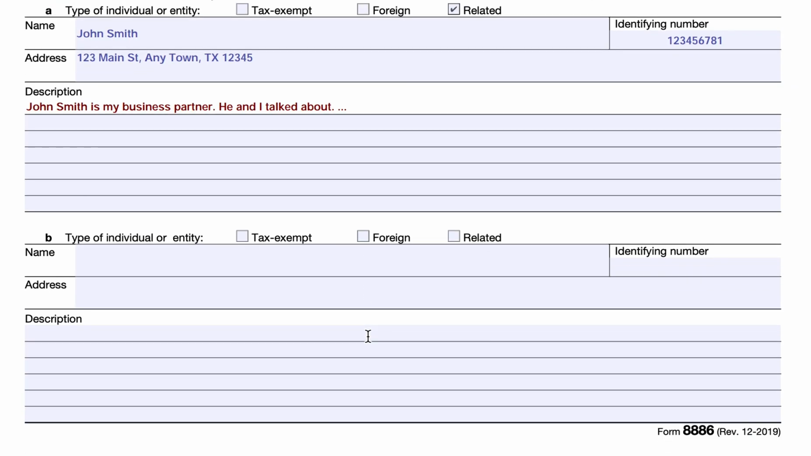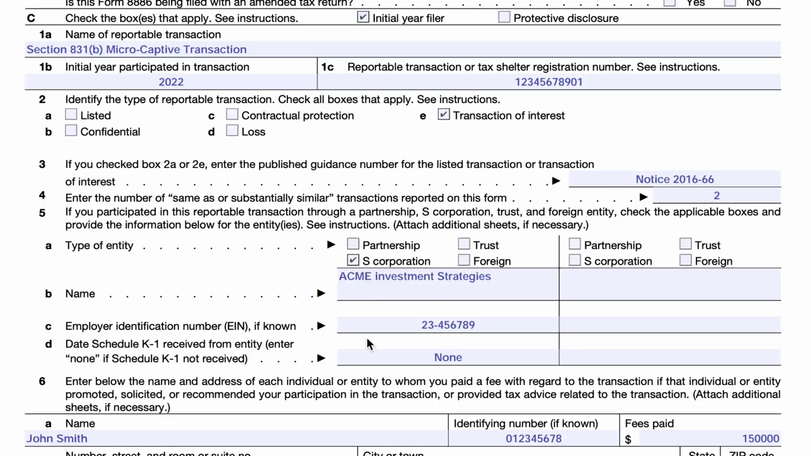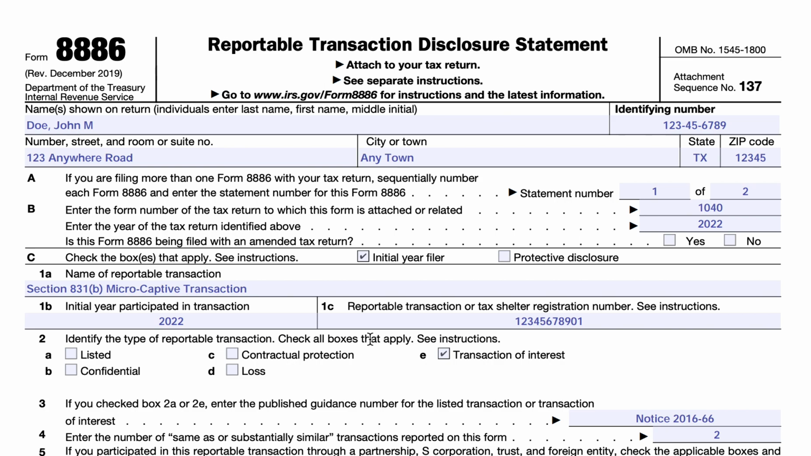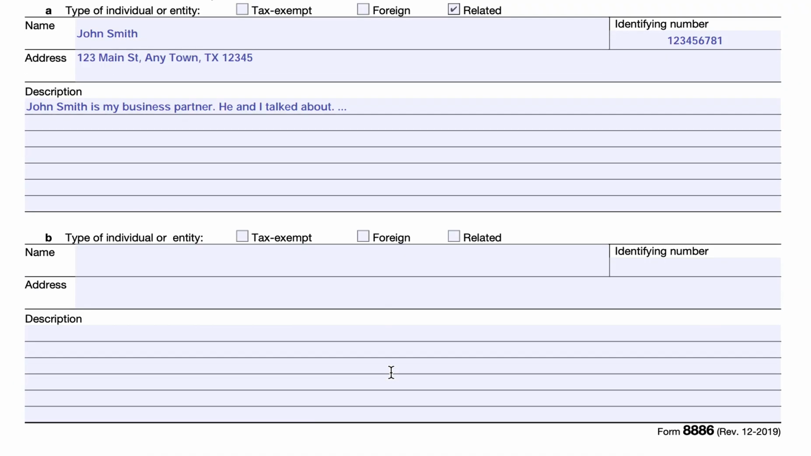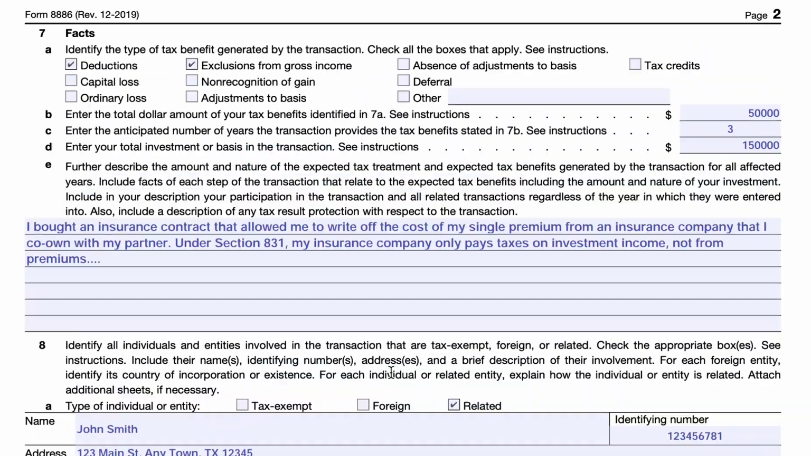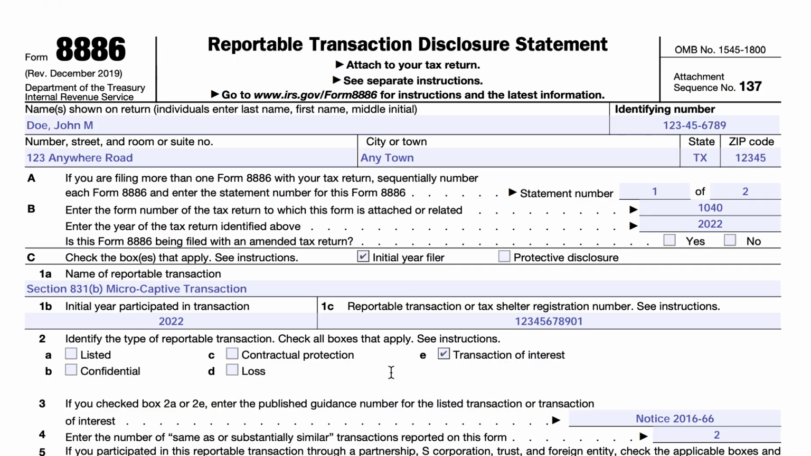But you can find a lot more information about the different types of transactions that you should be reporting in our article. Basically, we've completed this tax form. It's 2 pages. Once you're finished with this, you would attach it to your income tax return, regardless of what you're filing. And then if you're an initial filer, you would also send it to the Office of Tax Shelter Analysis. And then every year that you're using this transaction, you would file a new 8886.